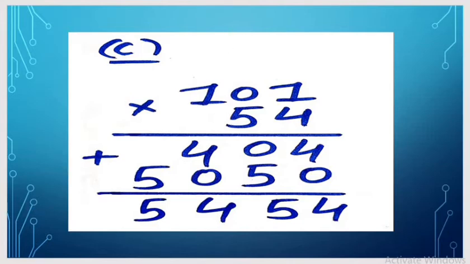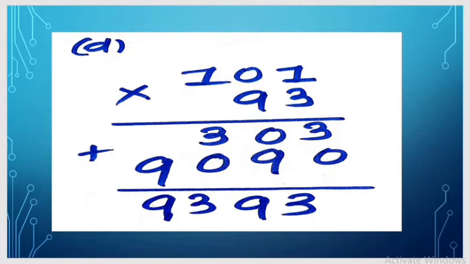Now we move on to question number D. Question number D is what, all students? Here one sum is missing, 101 multiplied by 38. I'll take the other one. So students, you have to do this sum on your own, okay? Otherwise I'll give it to you as homework in the next session. Got my points?